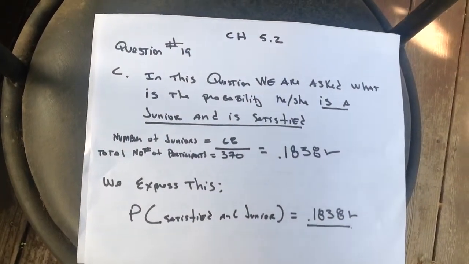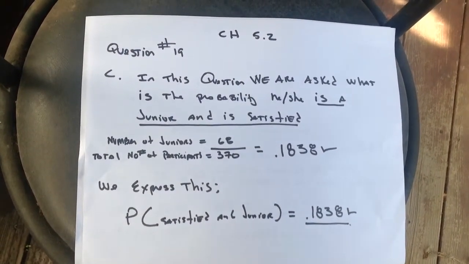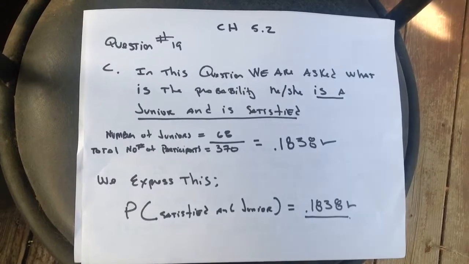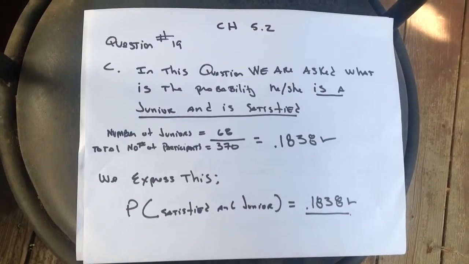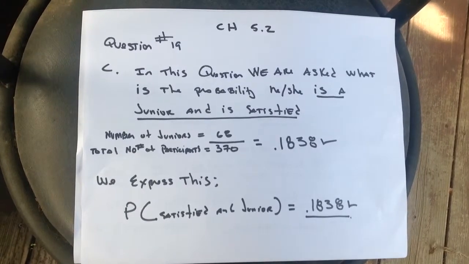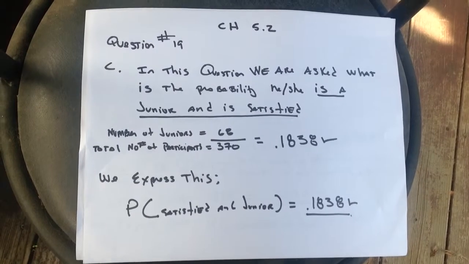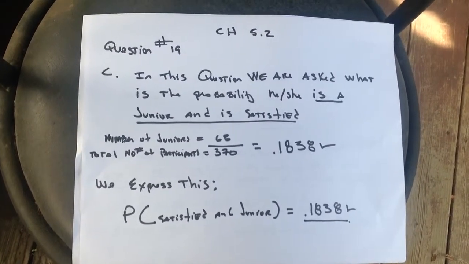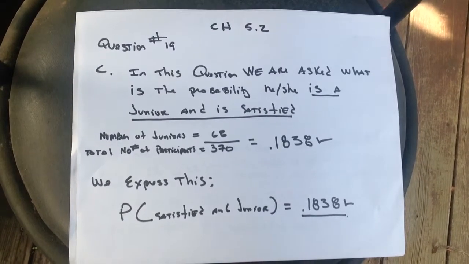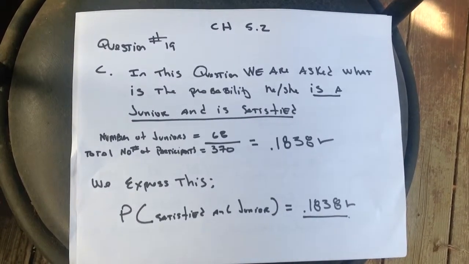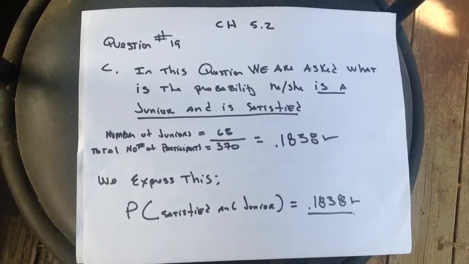And part C of this question asks me, what is the probability that he or she is a junior and is satisfied? I expressed that as 68 divided by 370. There were 68 juniors divided by total number of participants, and I arrived at 0.1838. Again, always be careful in rounding, and I expressed that as P(satisfied and a junior), and my answer was 0.1839. Okay?